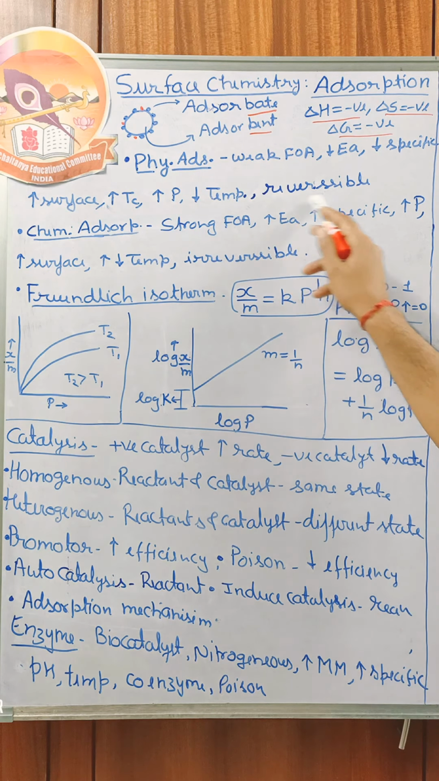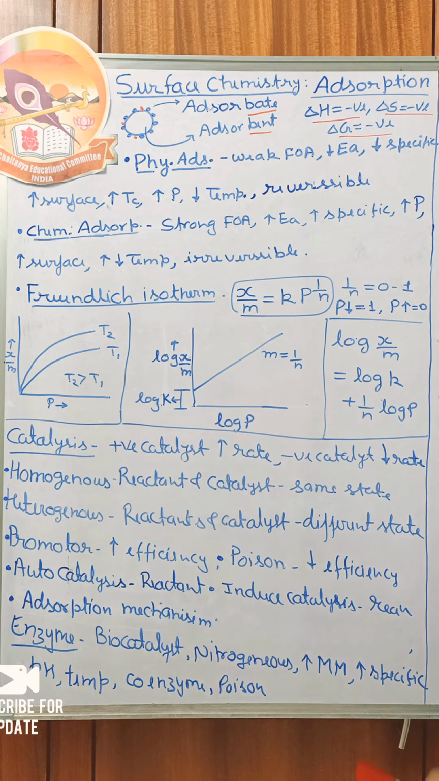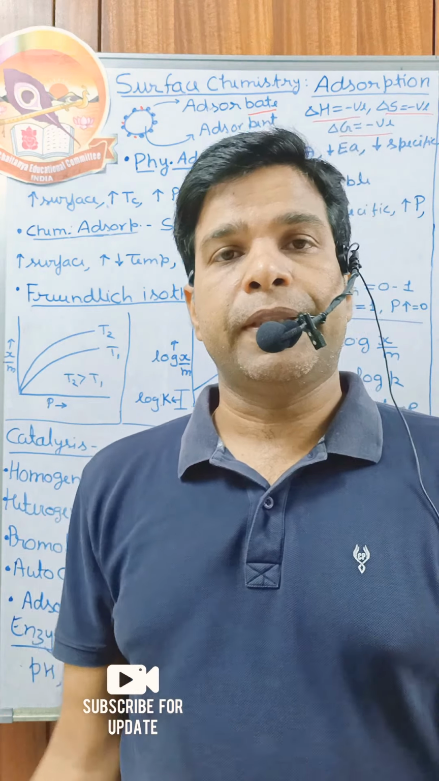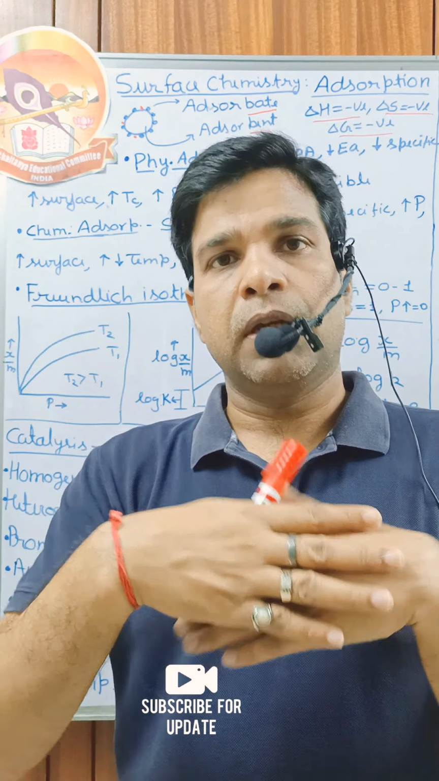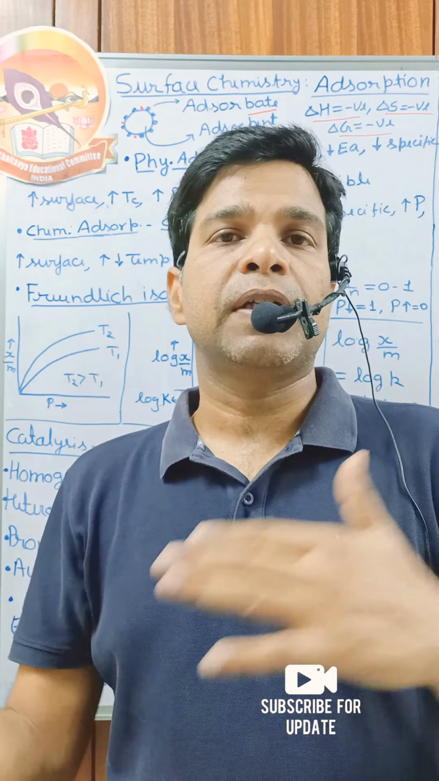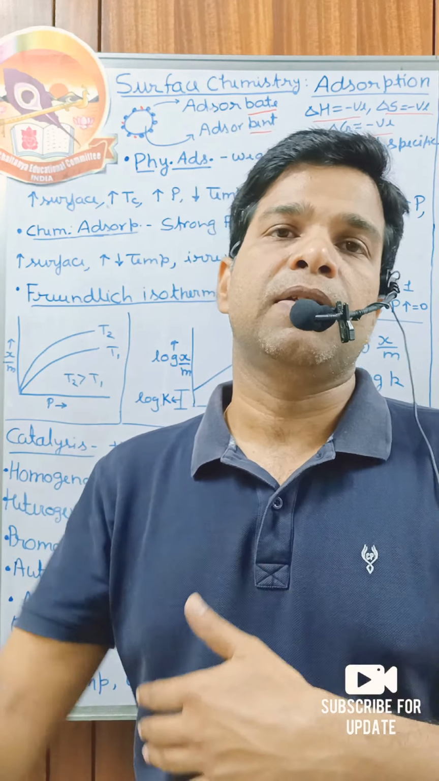These are reversible. What is the meaning of reversible? The particles can be attracted by the surface easily, so they can easily adsorb, and since we have less force of attraction, they can easily be removed. So that's why they are reversible, easily come and easily go.